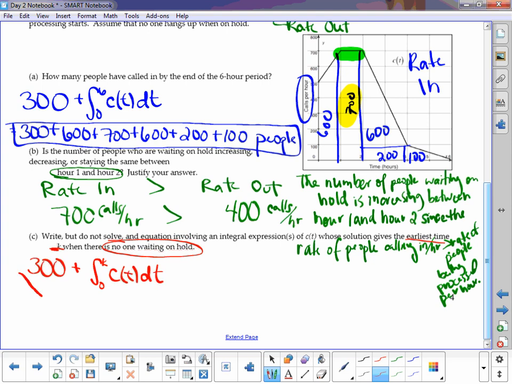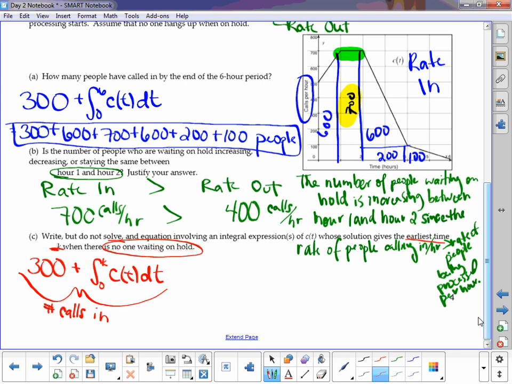Okay, so this here is going to be the number of calls coming in. Right? We have our initial amount plus this integral will give us how many have happened up until that unknown k value. Now we compare that with the number of calls getting processed.